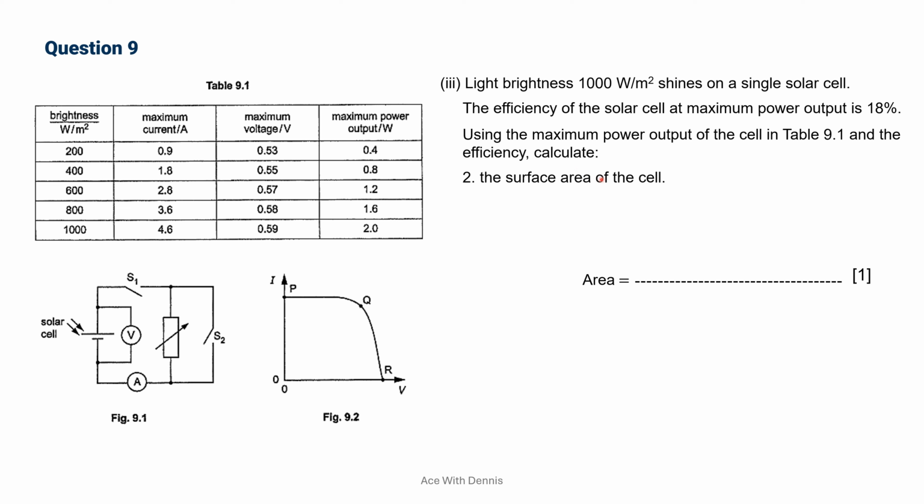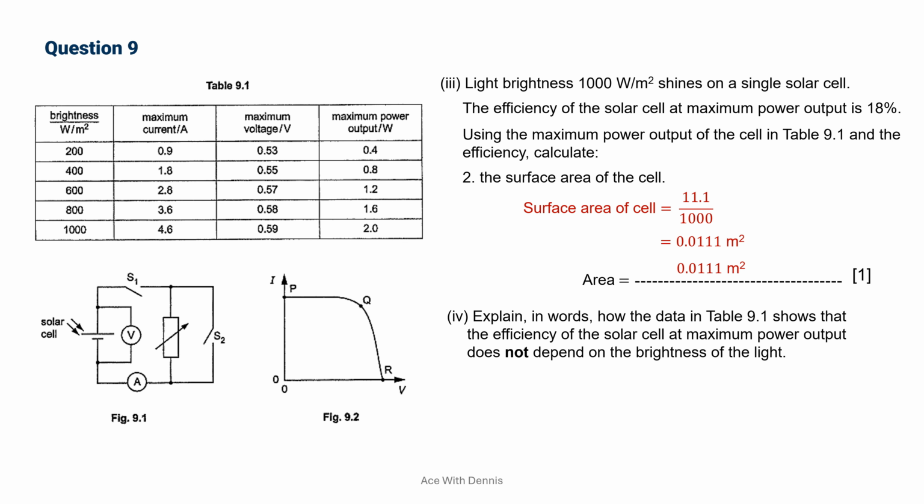How many meter square is to 11.1 watts? We use this ratio method to calculate the surface area of the cell. So it will be 11.1 watts divided by 1000 watt per meter square. We'll get 0.0111 meter square. Hence the answer will be 0.0111 meter square.